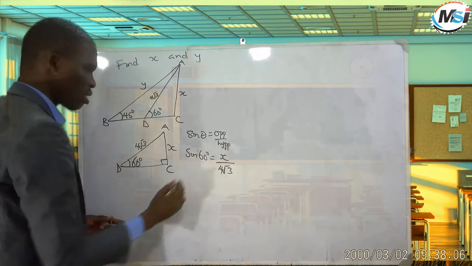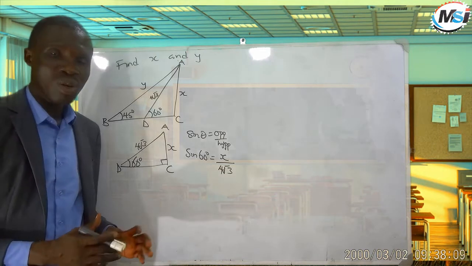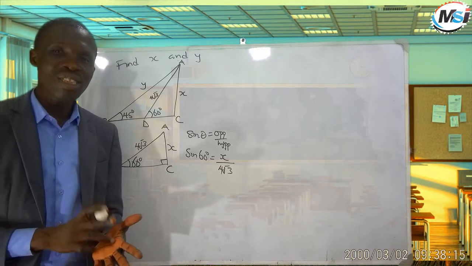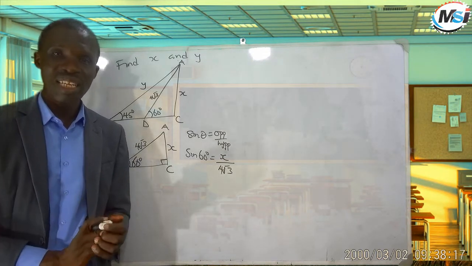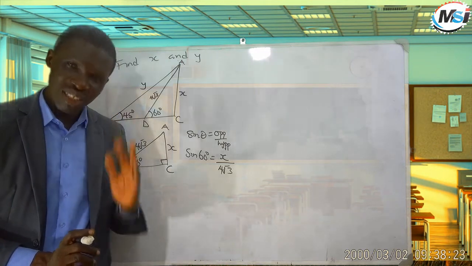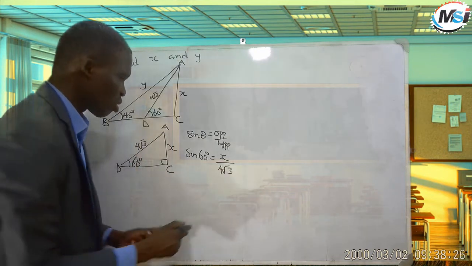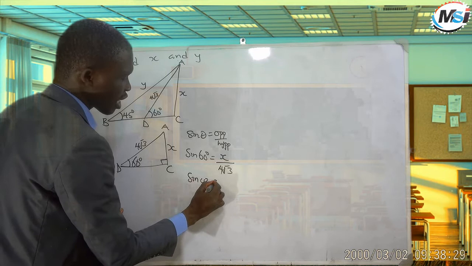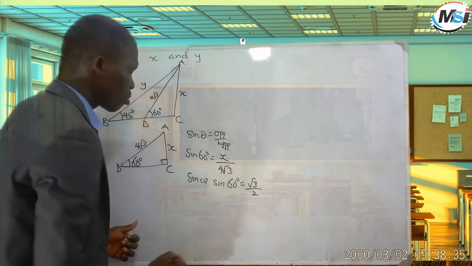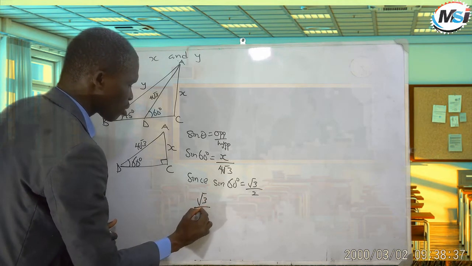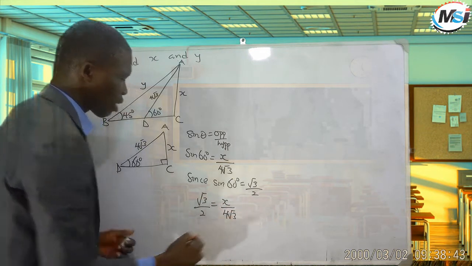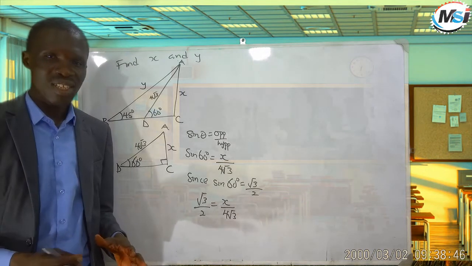Now from here, we can flash back to special angle, which is angle 60 degree. Without pressing your calculator, you should be able to know that sine 60 degree is root 3 all over 2. You can store that in your memory. Root 3 all over 2. So since sine 60 degree equals root 3 all over 2, that means root 3 all over 2 will give us x all over 4 root 3. It's getting interesting, right? Yes.